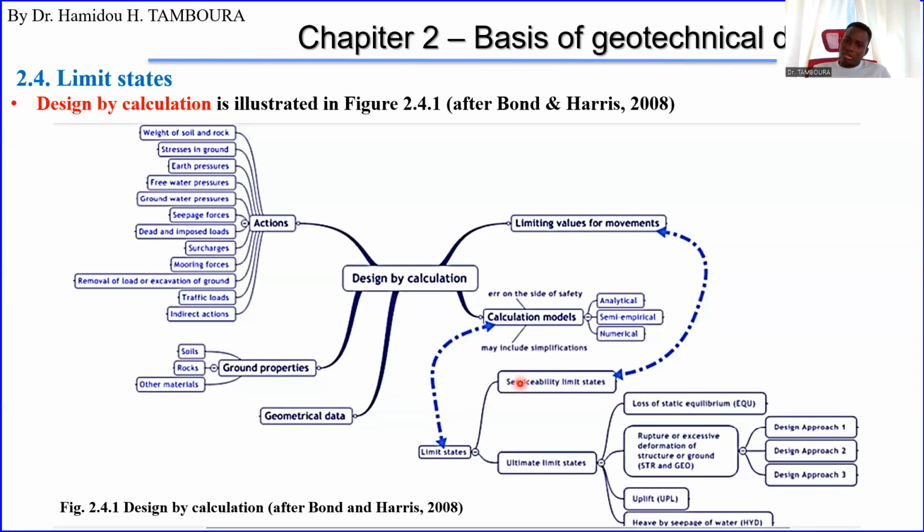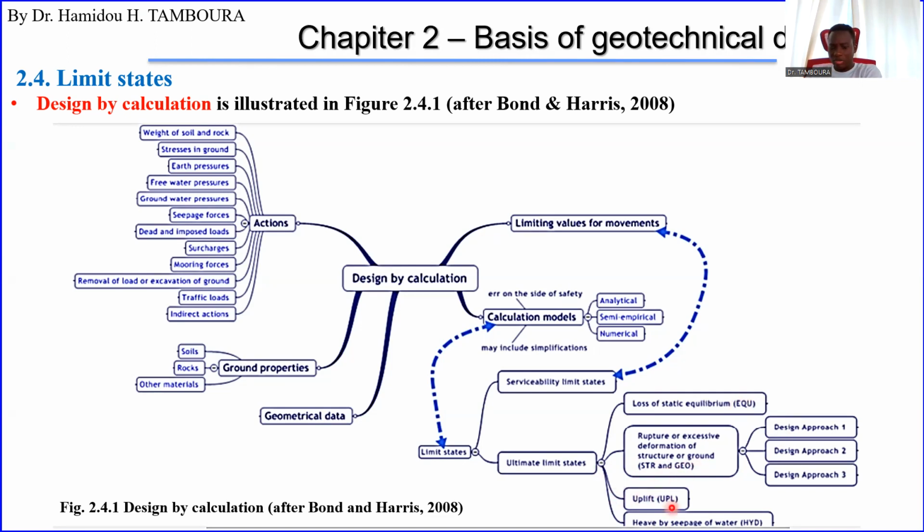Okay. And try to check if it respects the movement limitation. And as we have discussed just in the beginning of this video, we have ultimate limit states like this: equilibrium, so loss of static equilibrium, rupture of excavation, or excessive deformation of structure or the ground, meaning these two: ultimate limit state of structure and geotechnical point of view. Okay.